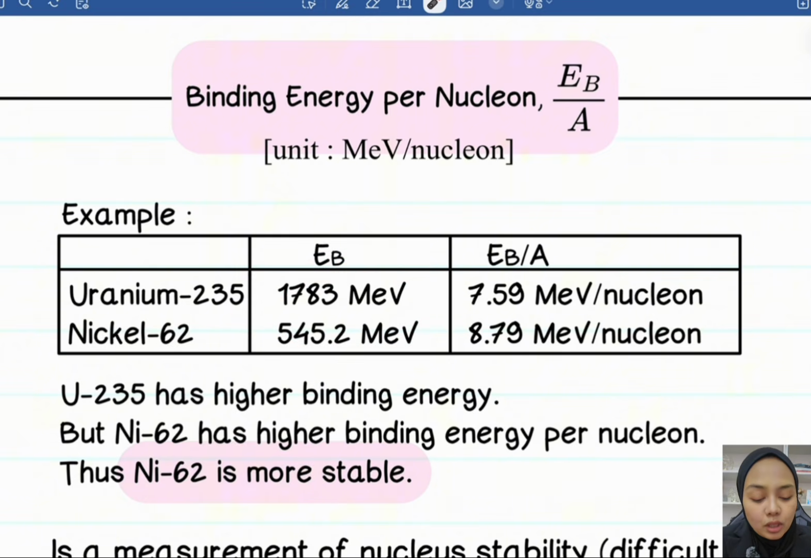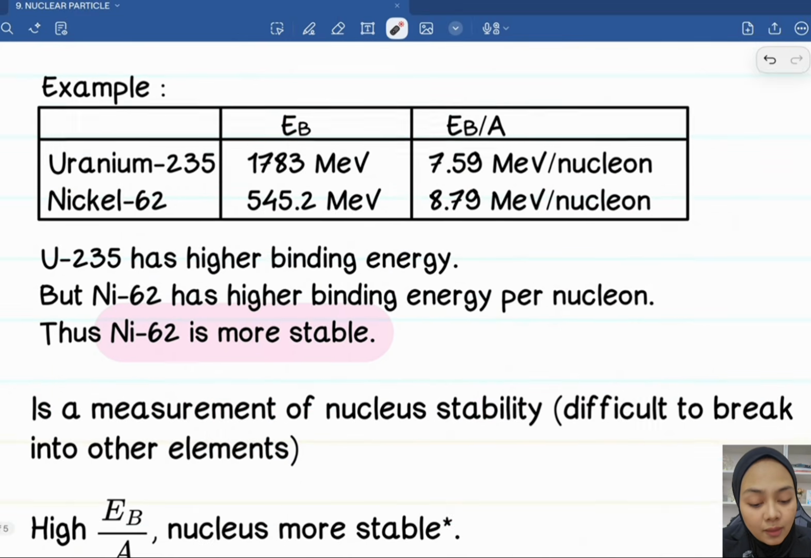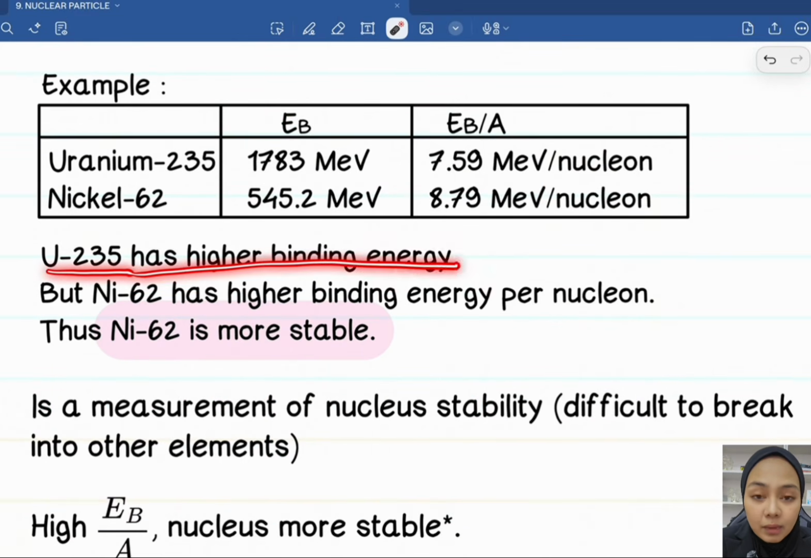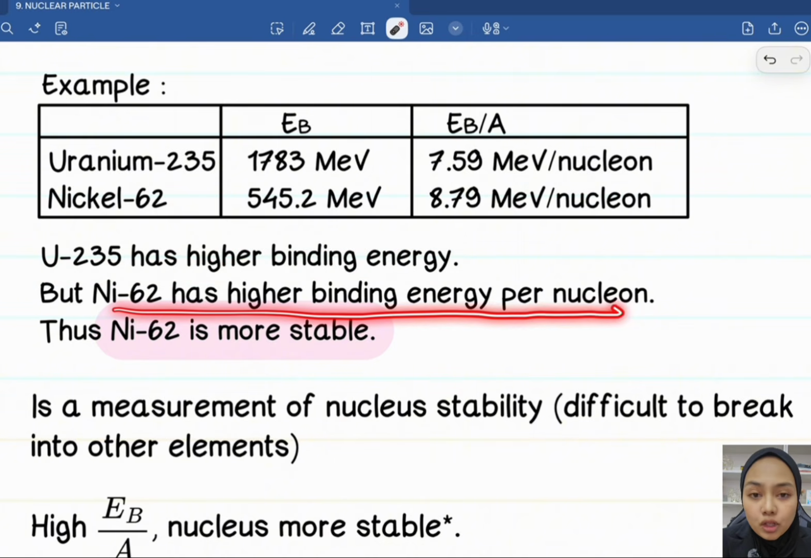But when we divide them by their nucleon number, we can see that for uranium-235, the binding energy is only 7.59 mega electron volt per nucleon. In other words, 7.59 mega electron volt is contributed by each one of the nucleons in the nucleus. But for nickel-62, you can see that 8.79 mega electron volt is contributed by each nucleon in its nucleus. So even though uranium-235 has higher binding energy, nickel has higher binding energy per nucleon. Thus, nickel-62 is more stable.